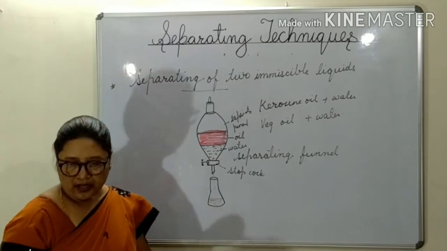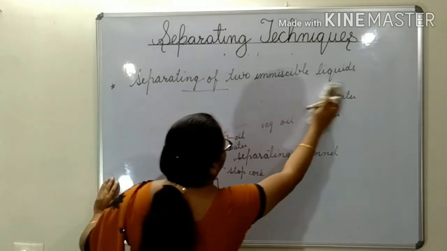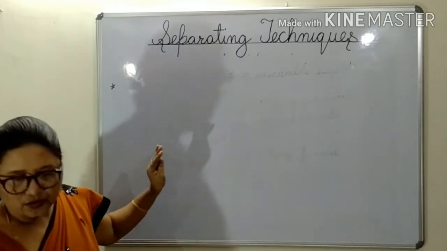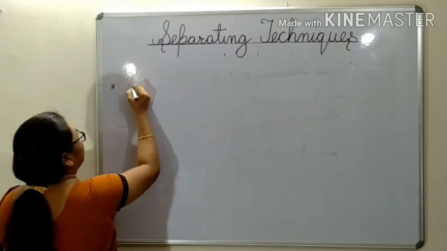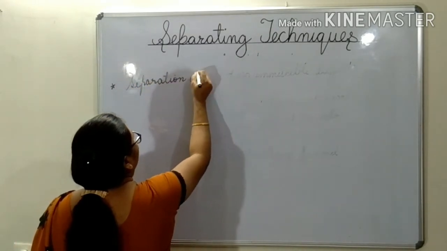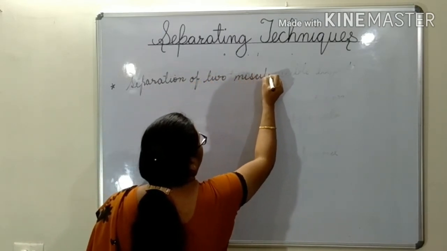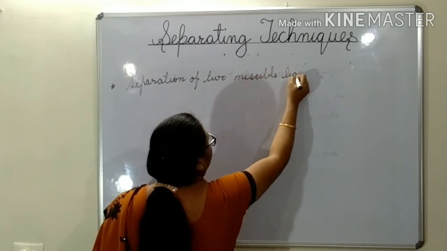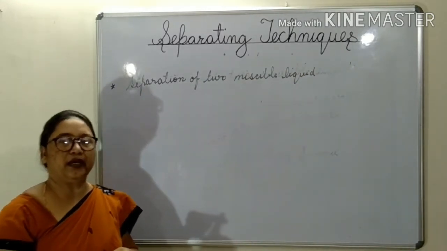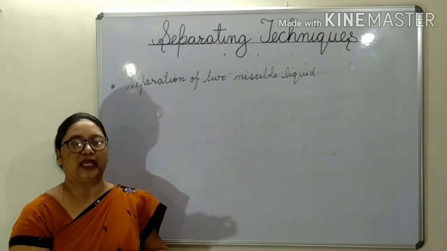Okay. Just now we have talked about immiscible liquids. Now, separation of two miscible liquids. What do you understand by miscible liquids? Immiscible liquids do not dissolve completely, and miscible liquids means two liquids which completely dissolve with each other.